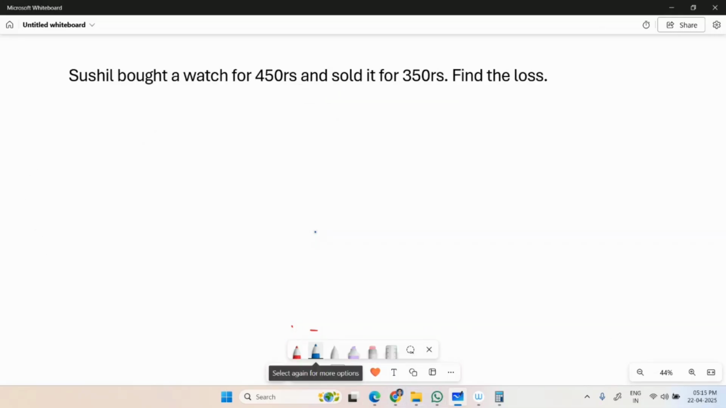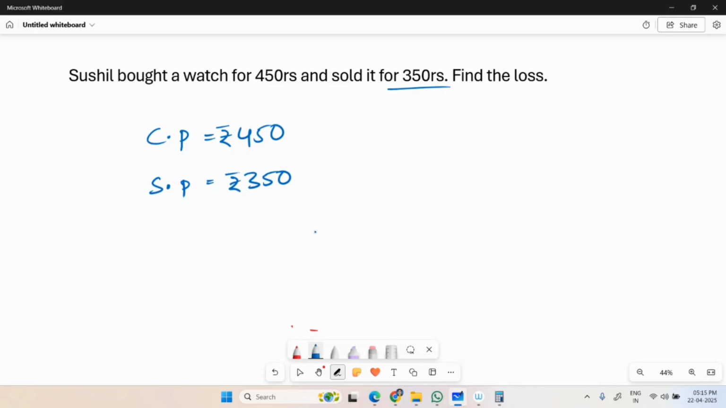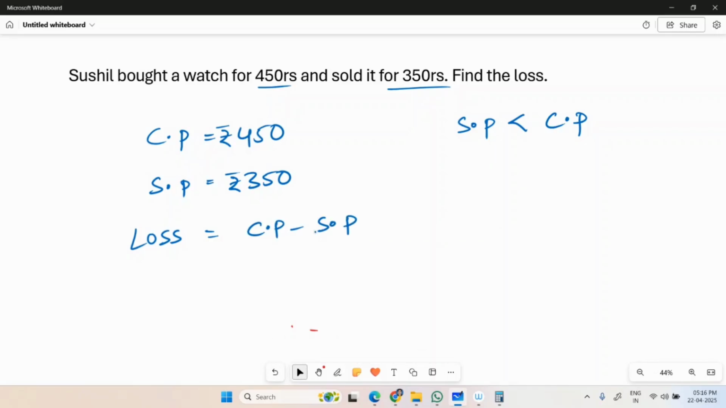Sushil bought a watch for 450 rupees and sold it for 350 rupees. Find the loss. So from the given question, cost price is 450 rupees. Selling price is 350 rupees. Here, selling price is lesser than cost price. That means we have to find out the loss. Shopkeeper got loss. So loss equals cost price minus selling price. Cost price is 450 rupees minus selling price is 350 rupees. So loss equals 100 rupees.